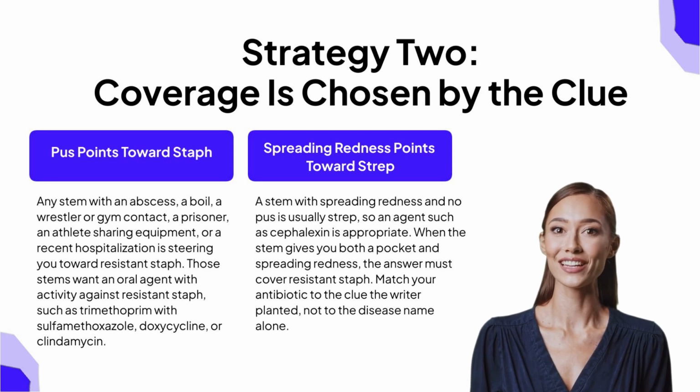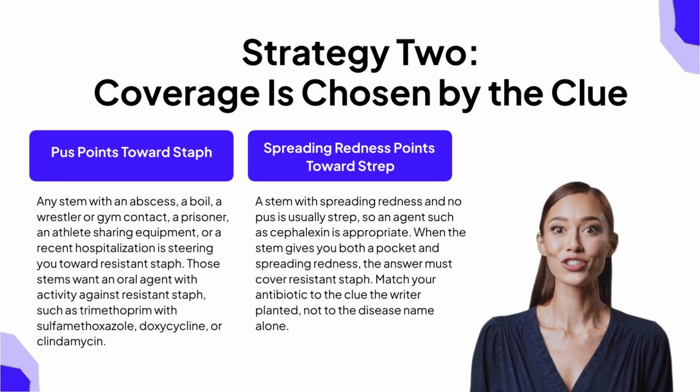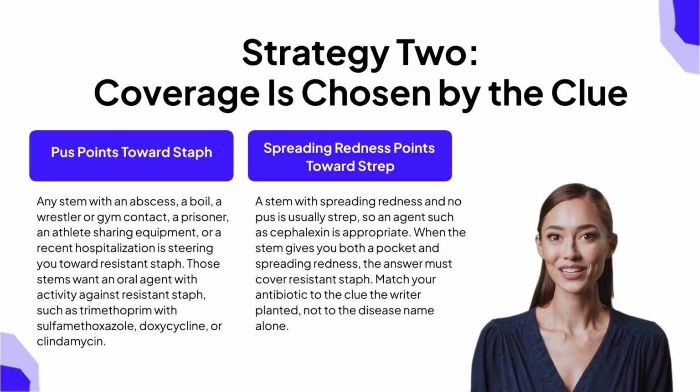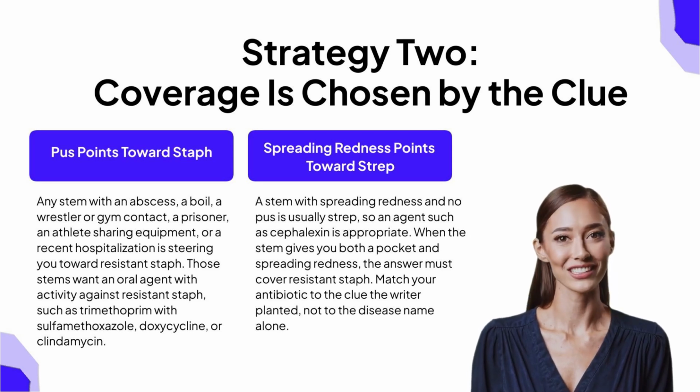Now compare that to the stem that describes spreading redness with no pus at all. That picture is usually strep, and an agent such as cephalexin is appropriate. Here is the part that catches people. When the stem gives you both a drainable pocket and spreading redness around it, your antibiotic must cover resistant staph, not just strep. Match your antibiotic to the clue the writer planted, not to the disease name that popped into your head.